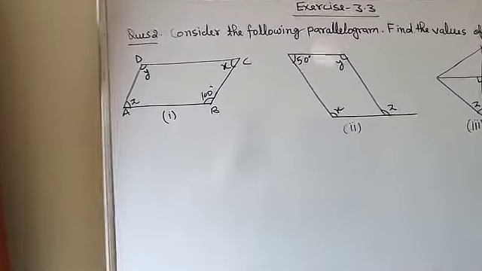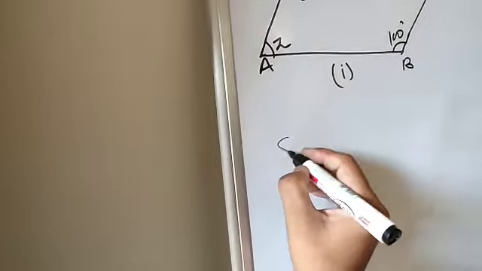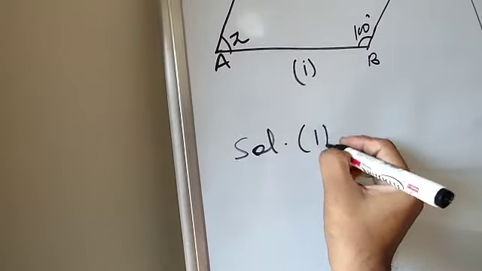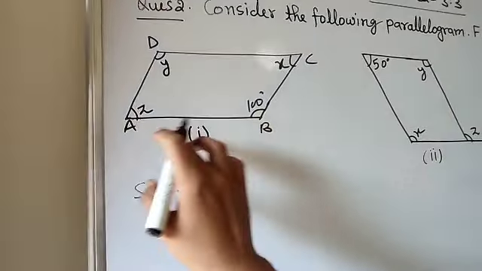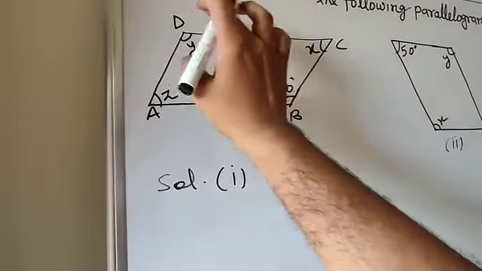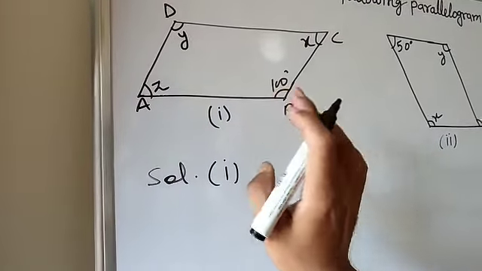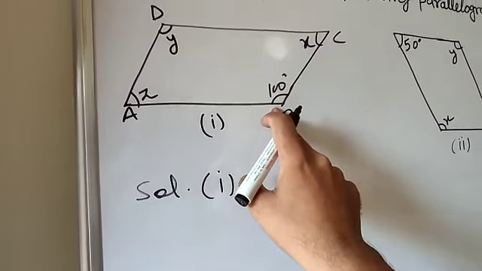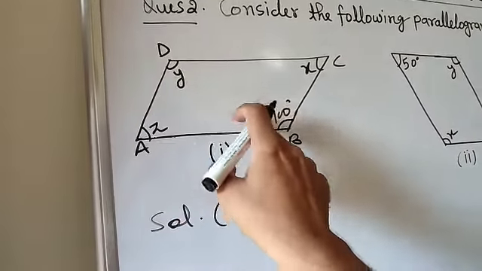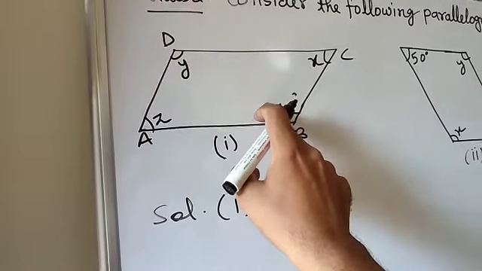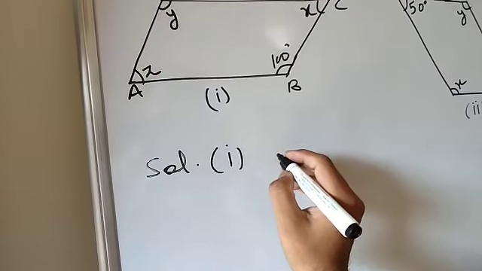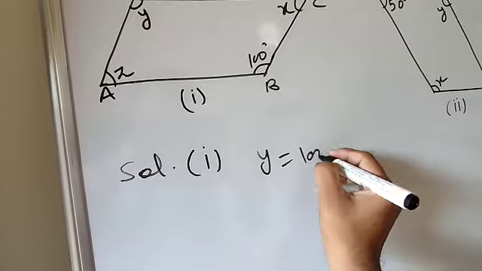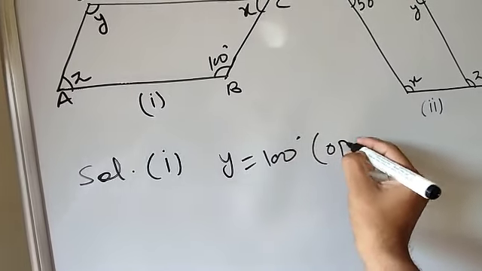So I am going to solve the first one. In each and every diagram you are going to get a parallelogram. It means here ABCD is a parallelogram. One angle is given, 100 degrees. So if this is 100 degrees, what is the opposite angle of angle B? That is angle D. Both will be equal. It means y equals 100 degrees. What is the reason? Opposite.